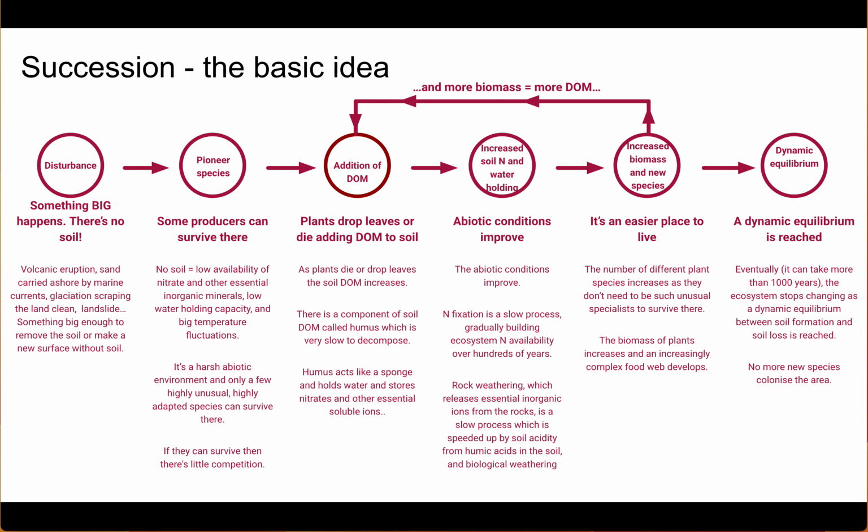And then the third of those central three, it's an easier place to live. The number of different plant species increases as they don't need to be so unusually specialist to survive here, and new species are able to survive. And then gradually the biomass of plants increases, and so does the complexity of the food web. So you'll start with a few plants, and then you'll have a few more plants, and then when you've got a few more plants, you'll get some herbivores. And once you've got enough herbivores, you'll start to get carnivores, and gradually it will become a more complex ecosystem.